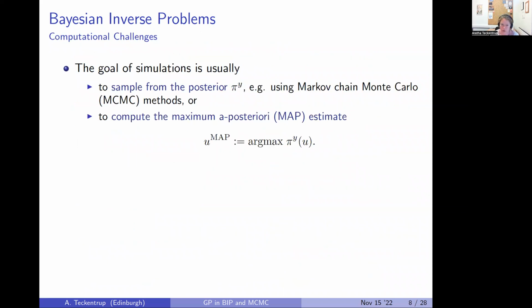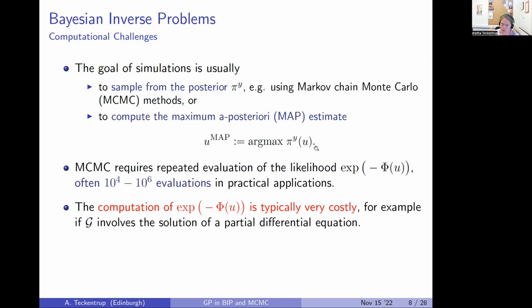So in applications, you are usually interested in one of these two things. You might want to produce samples from this posterior measure, for example, using Markov chain Monte Carlo methods. You can use that to compute expected values or probabilities or quantiles or whatever you want about this posterior. Or you might want to compute a point estimate for the unknown parameters U, something like the MAP estimate, where you're just looking at the most likely point under the posterior. Both of these things become computationally very expensive for modern applications.